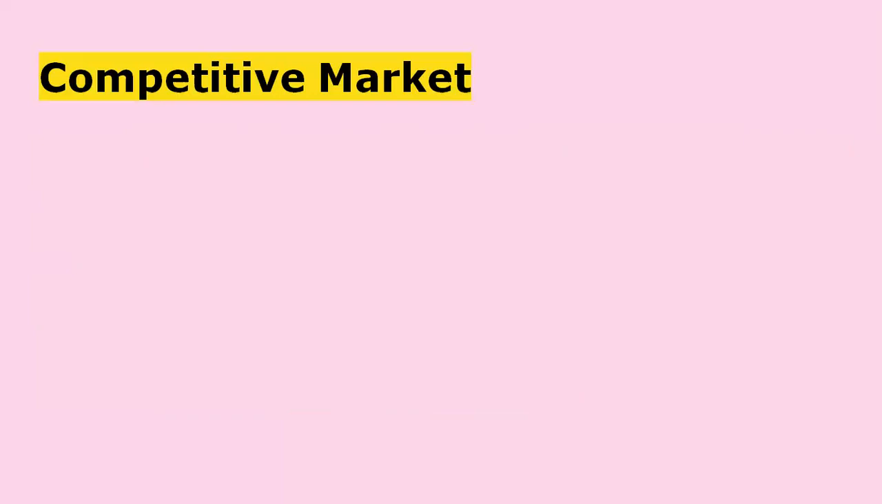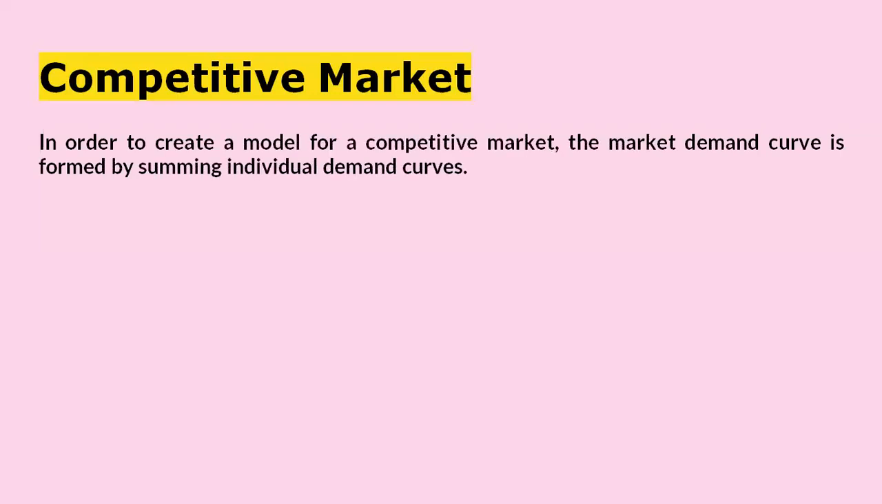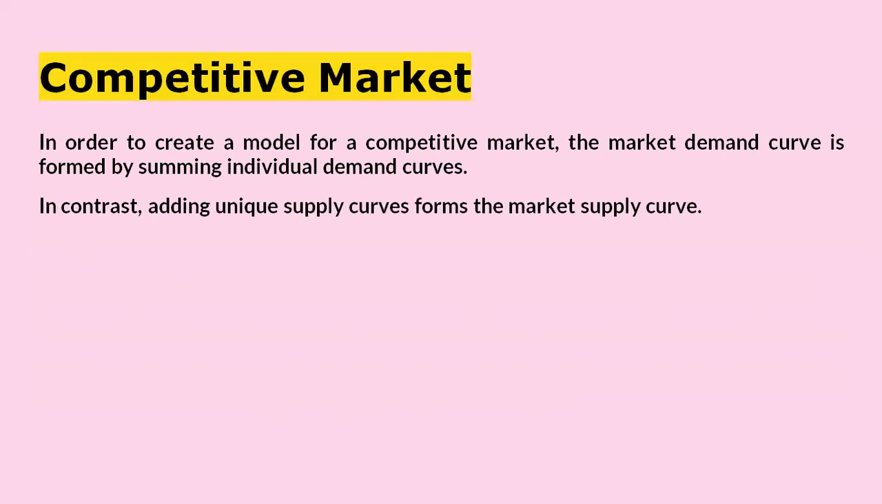Competitive market. In order to create a model for a competitive market, the market demand curve is found by summing individual demand curves. In contrast, adding individual supply curves forms the market supply curve.